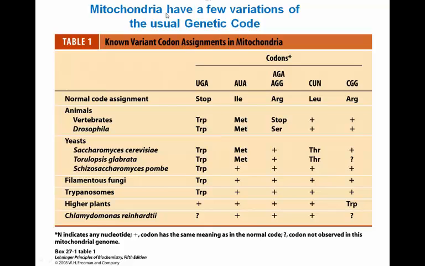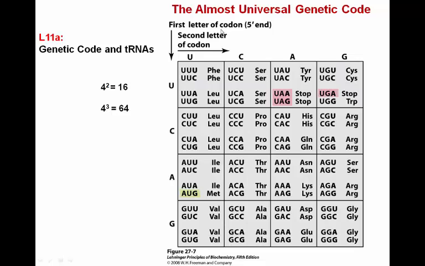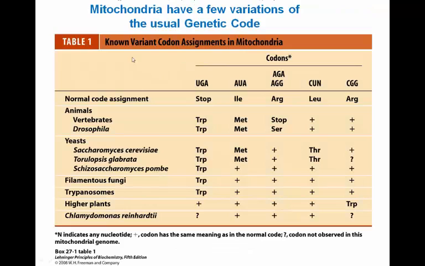Mitochondria have a few variations of the usual genetic code. Back here I said the almost universal genetic code, and I said almost because the genetic code of mitochondria is slightly different. Known codon variants in mitochondria. So the normal code assignment is UGA is a stop. In animals, in vertebrates, UGA codes for tryptophan.